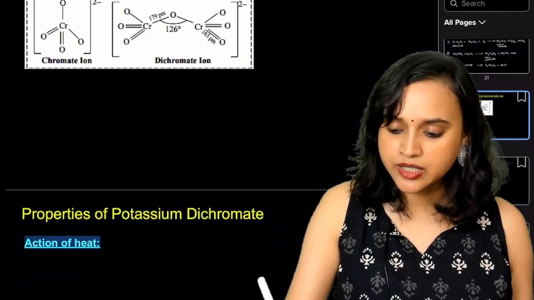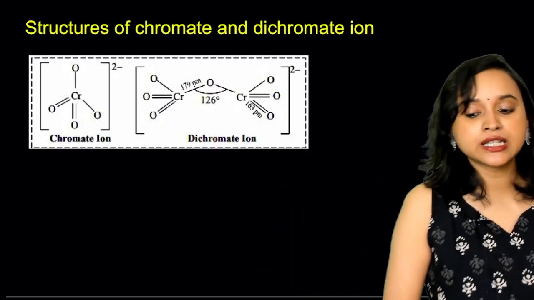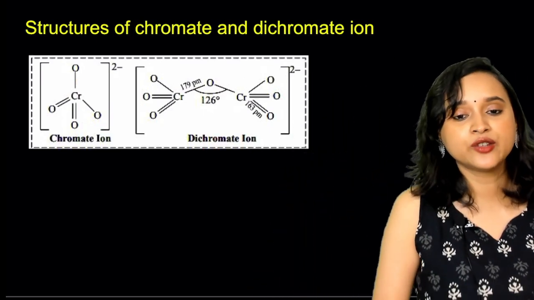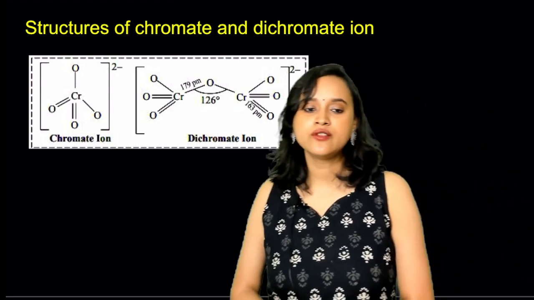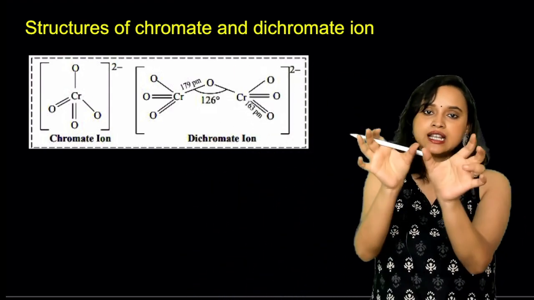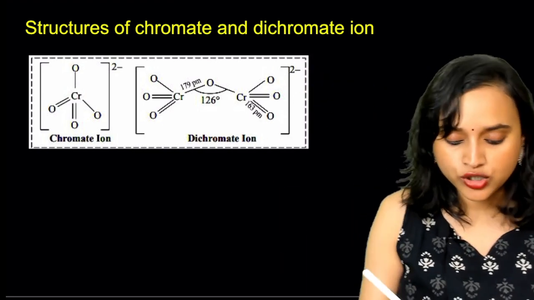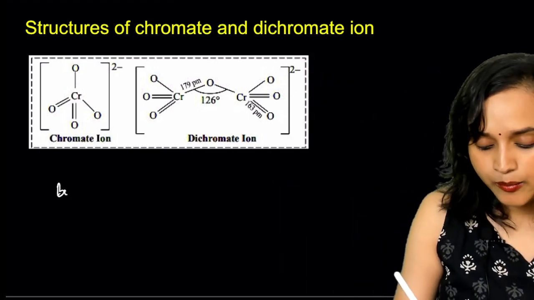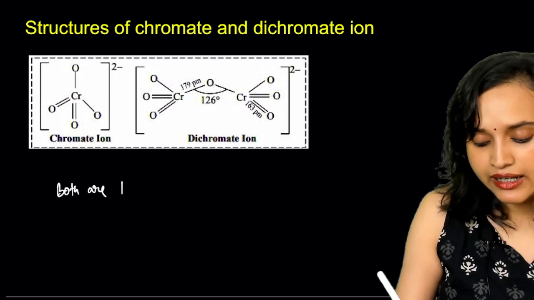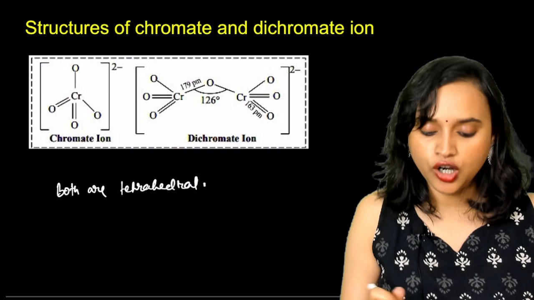I'm going to delete this page because we don't need it. Now, what is it that you have to remember? You have to also remember the structures of chromate and dichromate, and you get to see that both of them are tetrahedral. Just that in the dichromate, you have two tetrahedral units that are joined together. Correct, everybody? So both of them are tetrahedral. Do remember this, okay? Both are tetrahedral. Cool. All right, everybody.